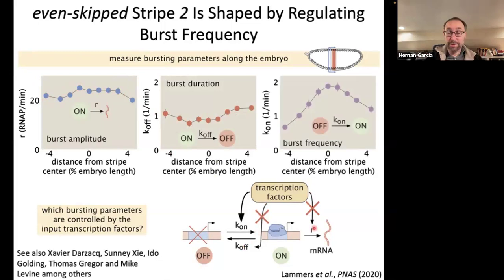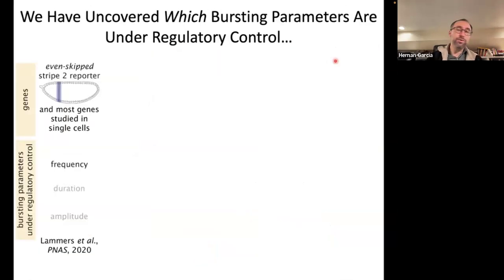What we find is that the burst frequency is regulated. It's modulated in a stripe-like fashion, just like the ultimate stripe that you get. But this is interesting because there's 4 transcription factors, and they're not related necessarily, and they all seem to be acting through the regulation of burst frequency. And this seemed to be consistent also with what people had measured in single cells. So for a while, I thought, okay, there's some unity of mechanisms here because transcription factors are constrained to work through just one biochemical pathway.